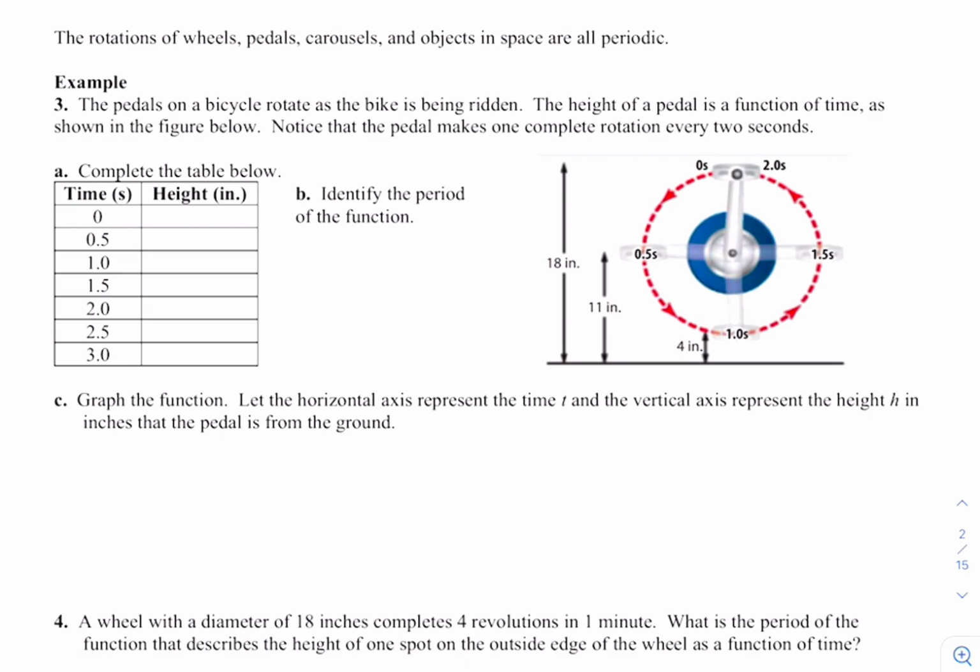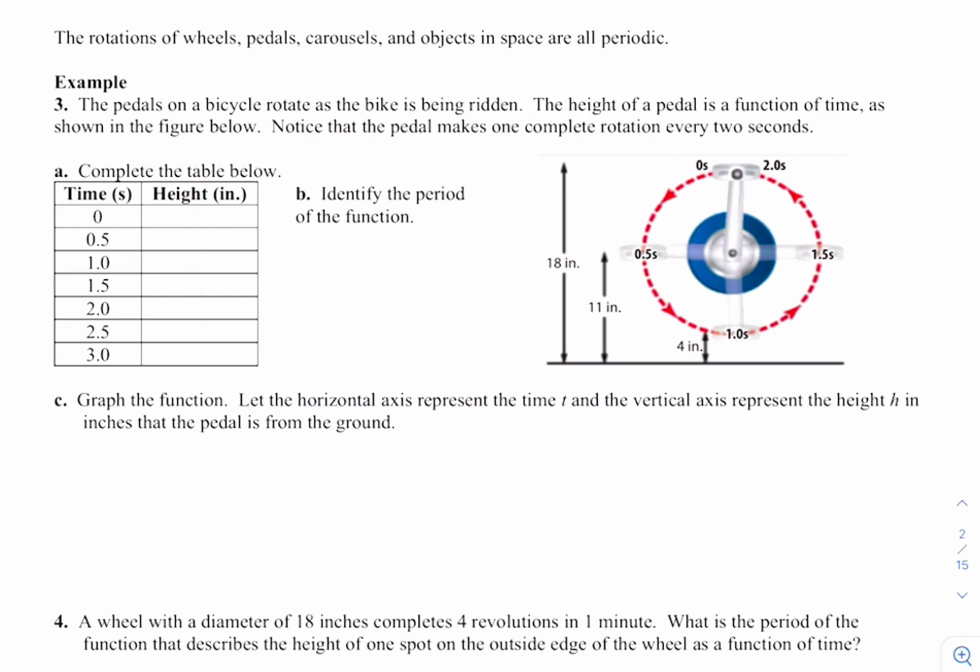Now, anything that's going to rotate or repeat over a period of time should be a periodic function. So we're just going to talk about some real-world examples of this. This first one is dealing with a bicycle pedal. I want you to pause the video, read through number 3, study this picture, and then fill in this chart.